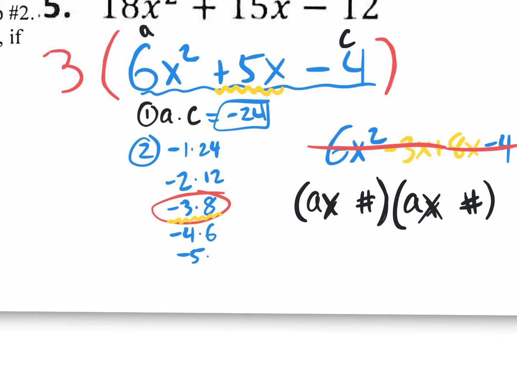Now, what is ax? Well, our a value of the blue one that we're working on is 6. So I'm going to put a 6 with an x. A 6 with an x. And what numbers are we talking about right here? The numbers from step 2.